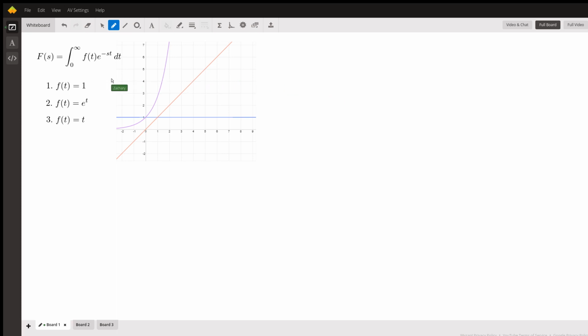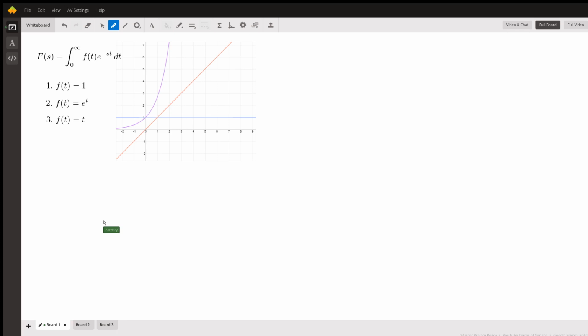And so we have each of these three functions here. I plotted them on the graph. So it's going to be each of these three functions multiplied by this exponential here. And that's the integral that we're taking. But it's good to familiarize yourself. This is what those functions look like without multiplying by e to the minus st.